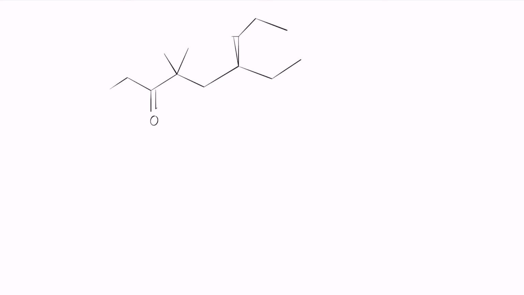Right, so this is the structure. Pause the video right here and try to name the structure. Notice that there is a chiral carbon. This is a chiral carbon. So try to write whether it's R or S at this carbon. Don't forget about that part.